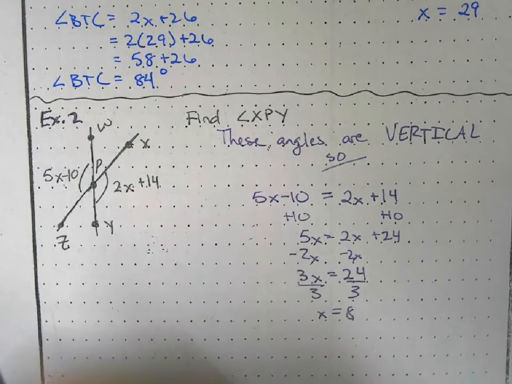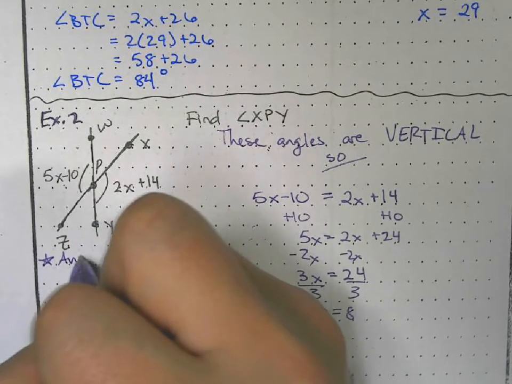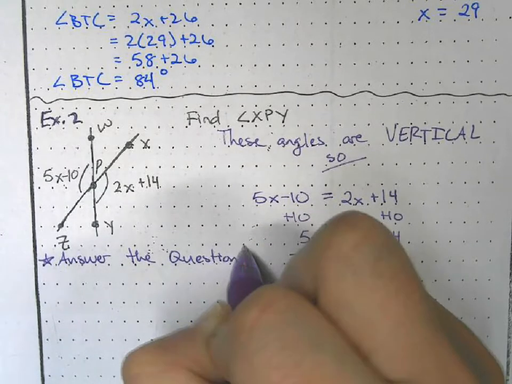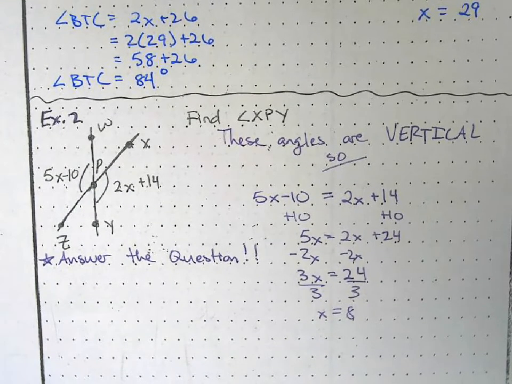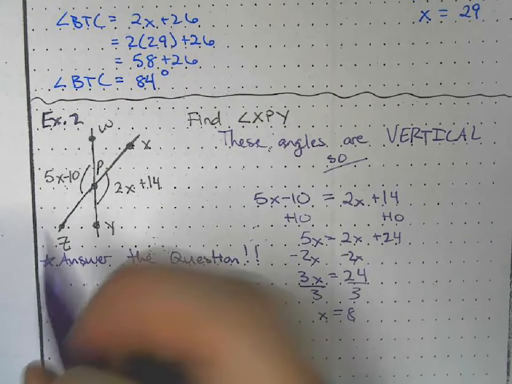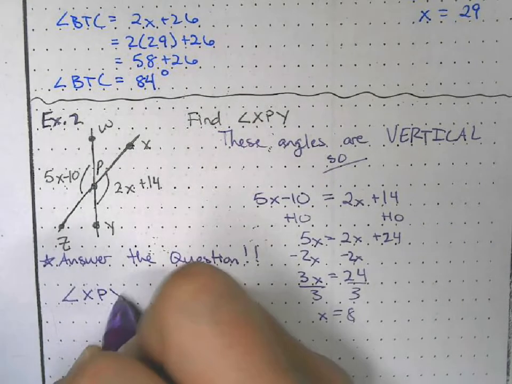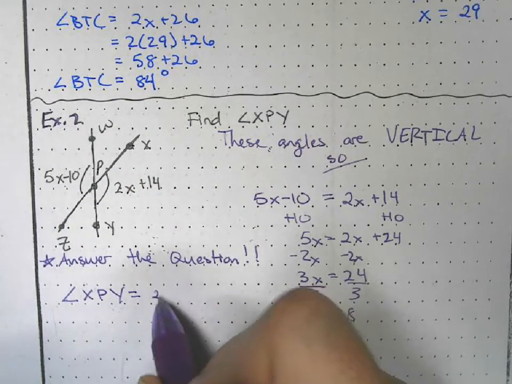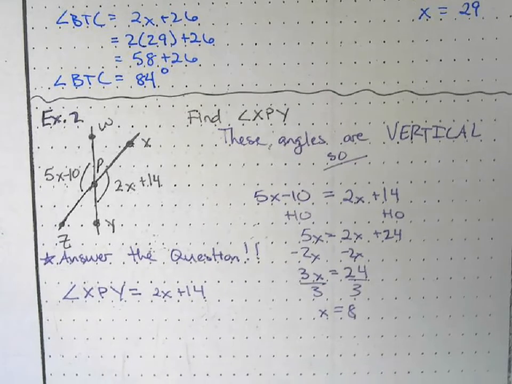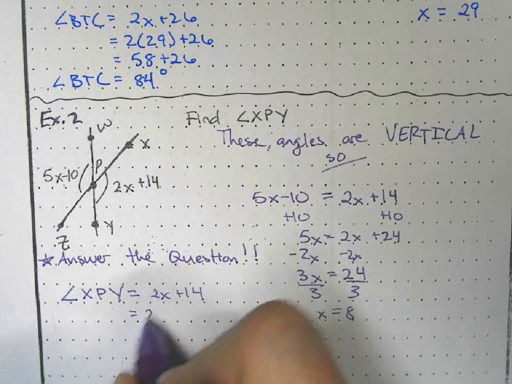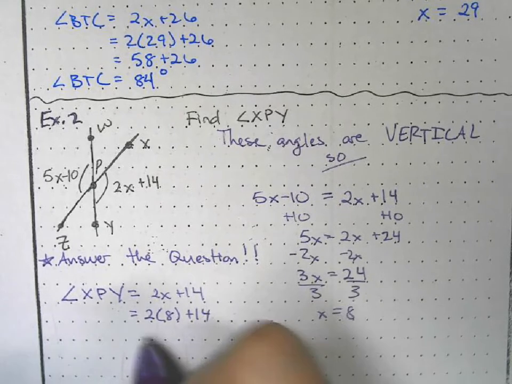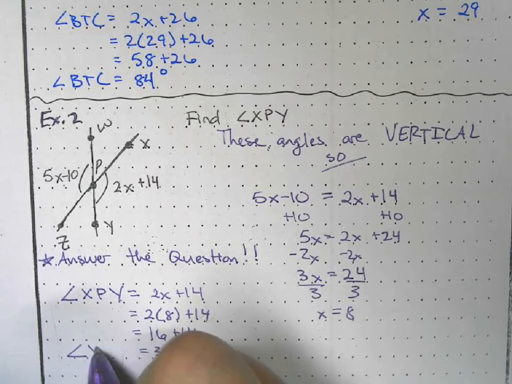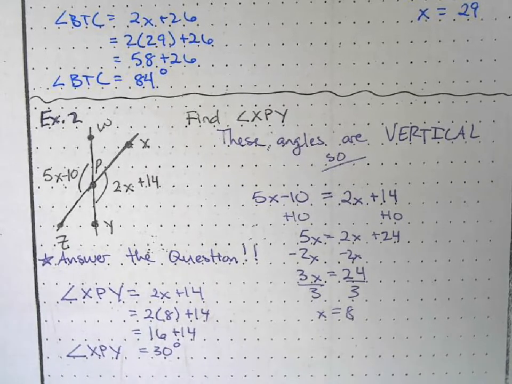Guess what we got to do next? You got it. Answer the question. Our question was find angle XPY. So we'll say angle XPY is equal to, XPY is this one right here, 2x plus 14, plug in 8, and we simplify. So we have angle XPY is equal to 30 degrees.